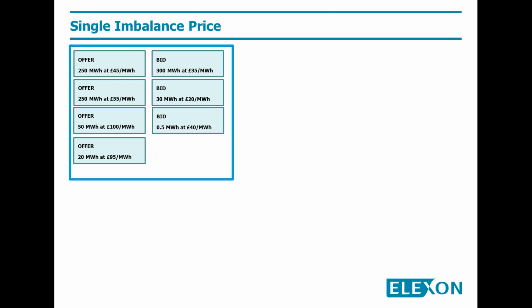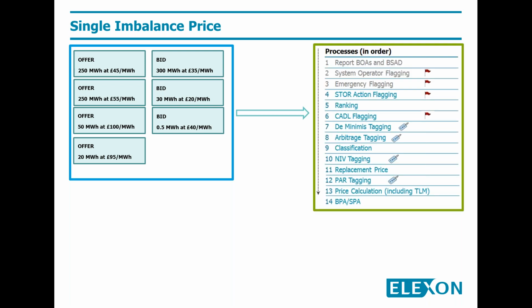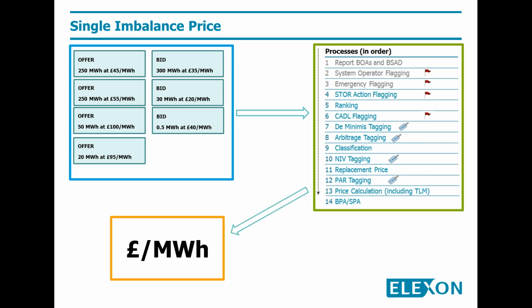So the single imbalance price is calculated by National Grid, and they use accepted bids and offers for each settlement period. That then goes through a process which has 14 steps. Some of the bids and offers will be removed. Some will be repriced, and you'll end up with a volume and a price that will be your single imbalance price for that particular settlement period.